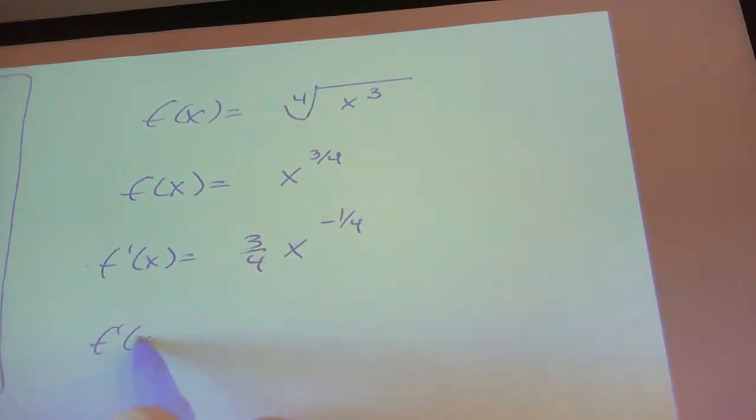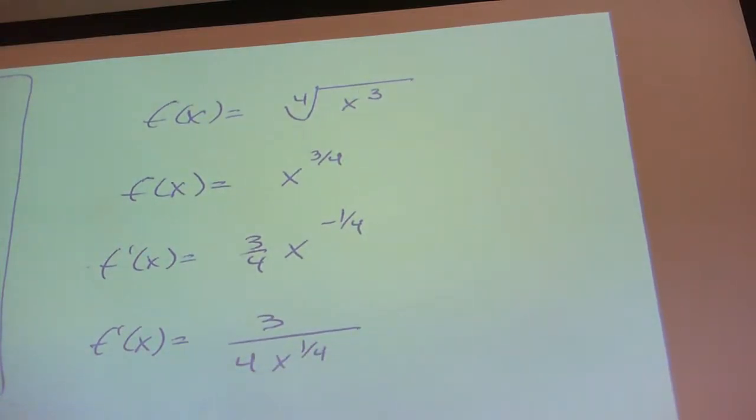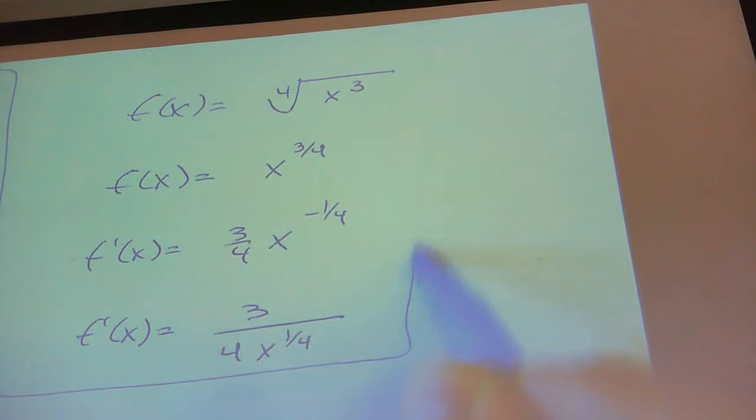Now, here's how I would rewrite it. 3 over 4x to the 1/4. That's how I would write it. Anytime you have a negative exponent, I like to make them positive. Now, if you're wondering, why does he do that? Why does he do the extra work? Okay, let me do a little side note.